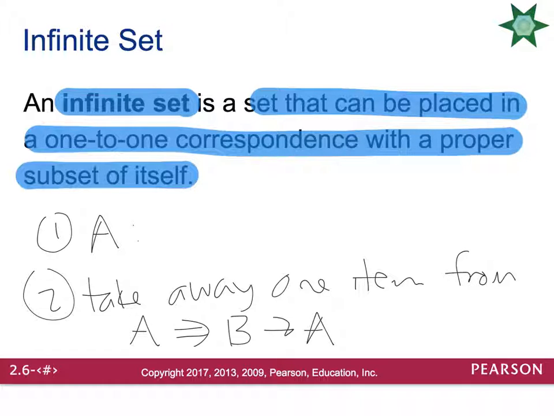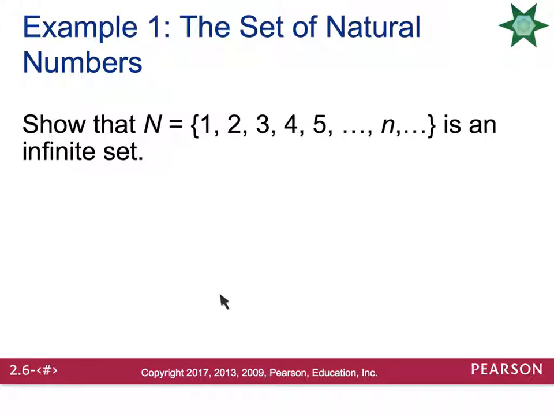So if A is an infinite set, then you can take away one item from A, call it B, and then do a one-to-one correspondence with B and A. And if you can do that, then A is an infinite set. So we'll talk about one-to-one correspondence in a minute. Okay, let's look at an example first.